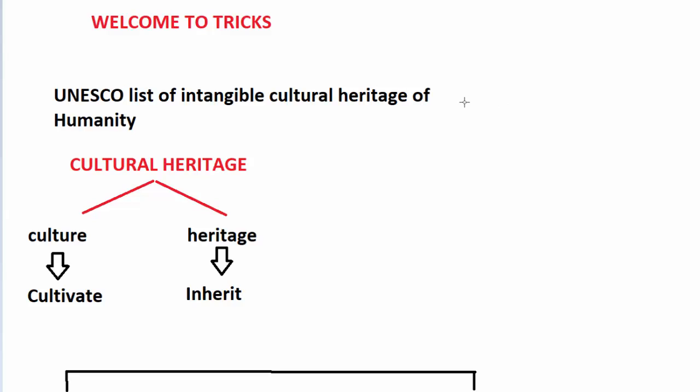Today in this video, we will learn a trick to remember the UNESCO's list of intangible cultural heritage of humanity in India. The word cultural heritage has two parts: culture and heritage. The word culture comes from cultivate. It means whatever we think, we do, the embodiment of that thinking becomes part of our culture. And heritage is what we inherit from our past throughout the ages. All the art, culture, music, material and non-material things that we inherit become part of our heritage.